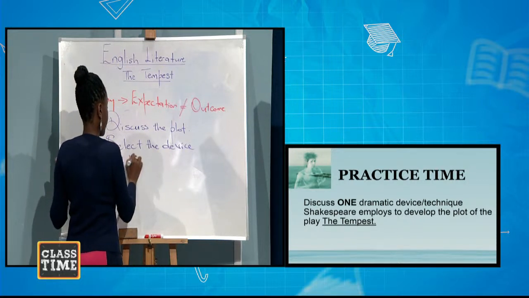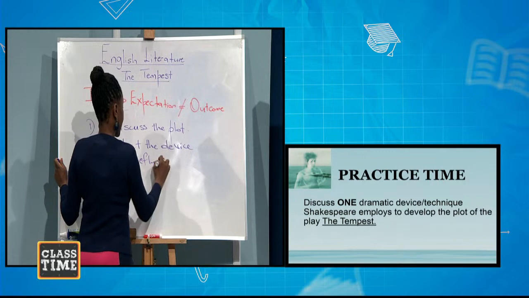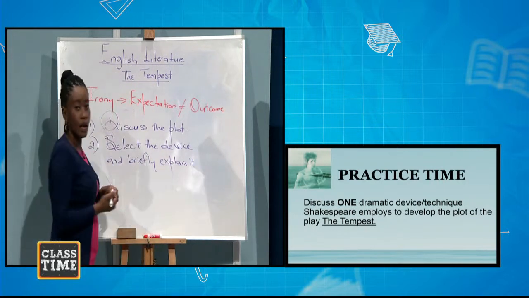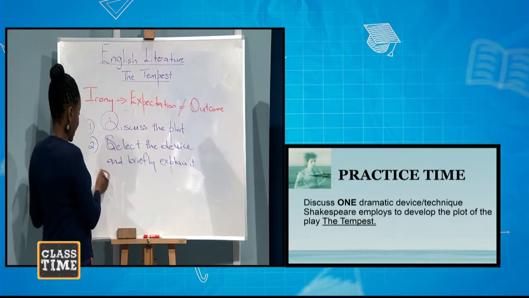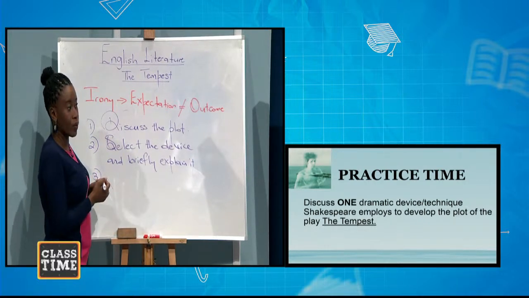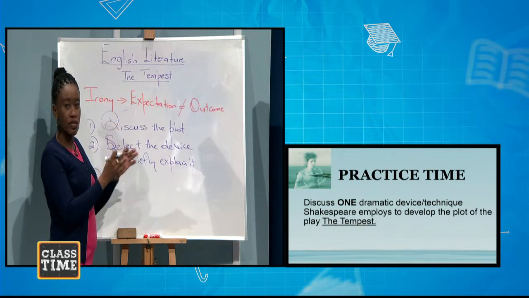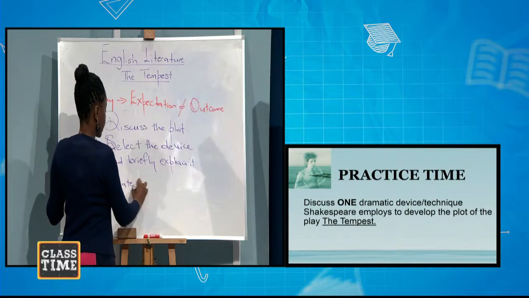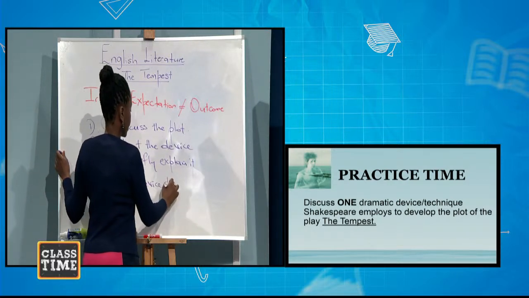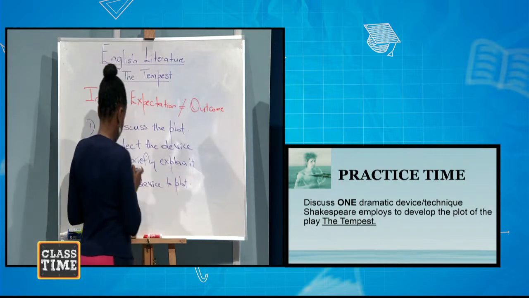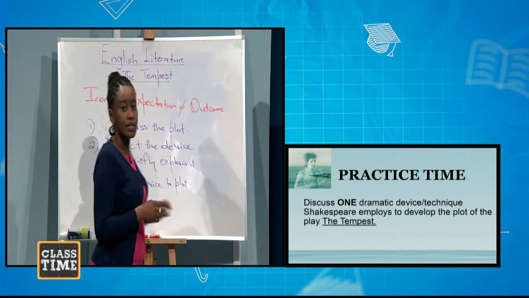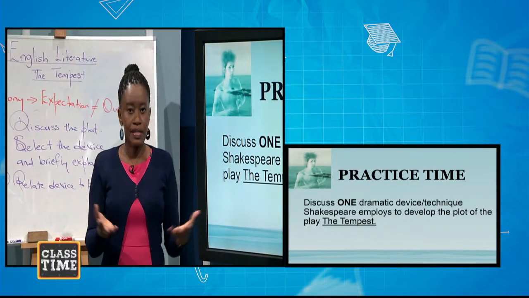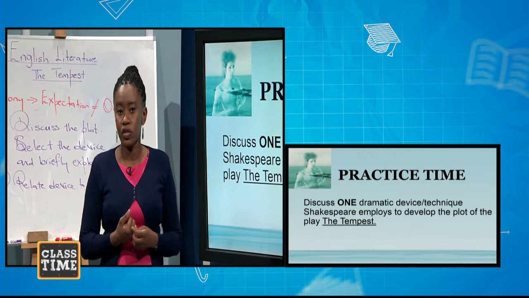So select the device and briefly explain it. All right, select the device and briefly explain it. And then the third step now is to show the relationship between the device and the plot. What area of the plot is the device helping to enhance? And that should give you a nice little package to write a beautiful essay.